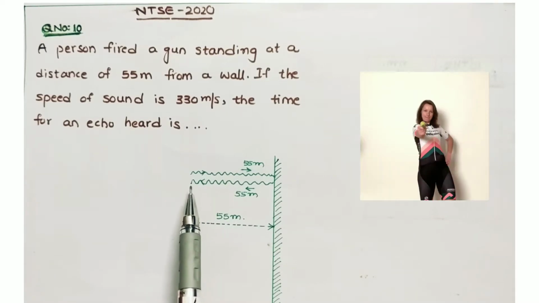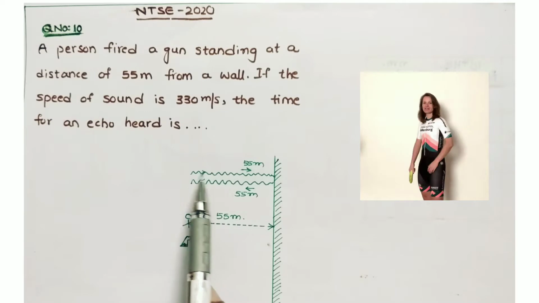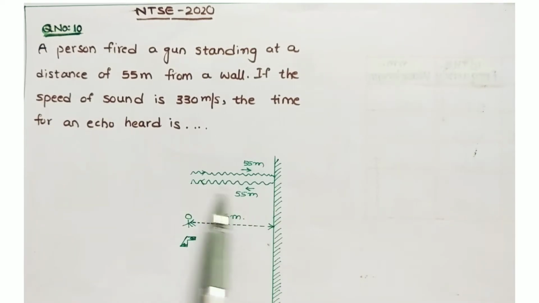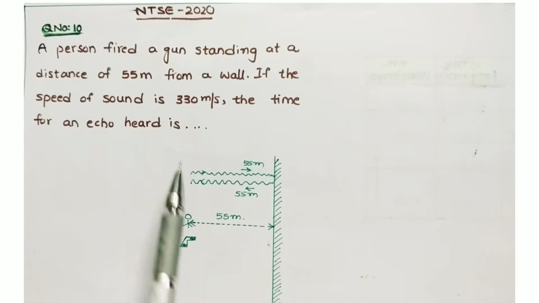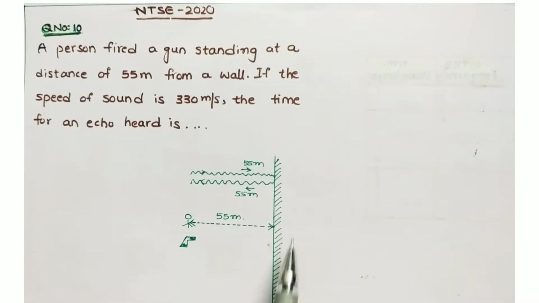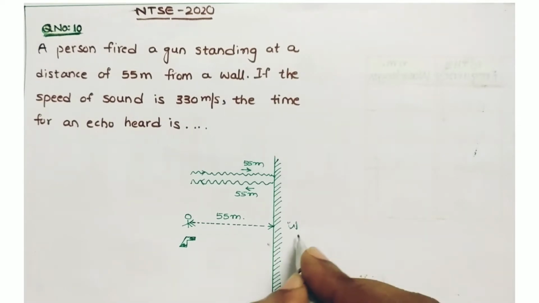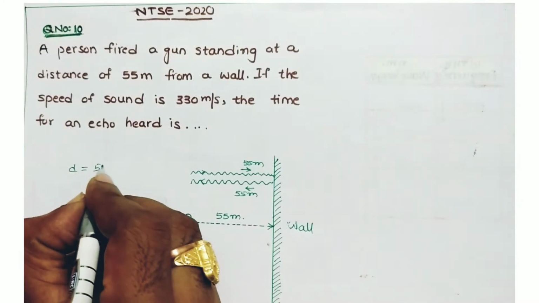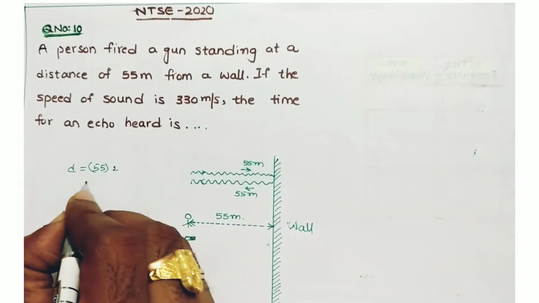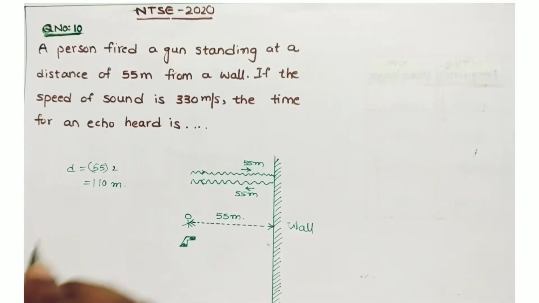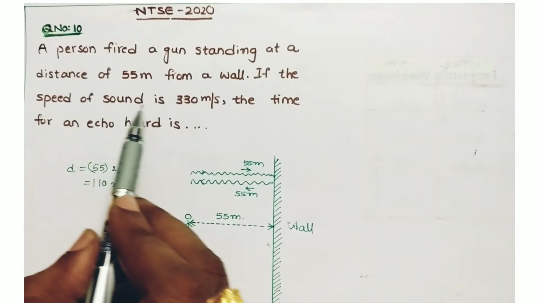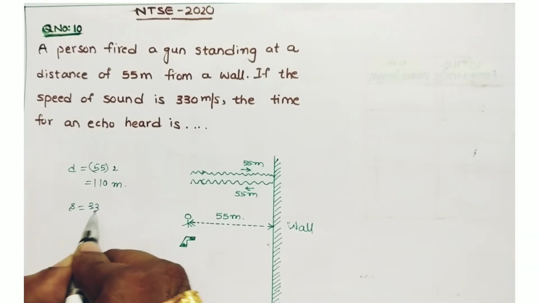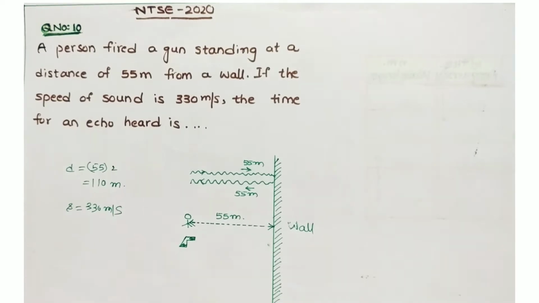The distance traveled by the sound wave is from this point to this point, 55 meters, and from this point to this point again 55 meters. Why? Because the distance between the person and the wall is given as 55 meters. So the distance traveled by the sound wave is 55 into 2 meters, which is 110 meters. It is given that the speed of sound is 330 meters per second.